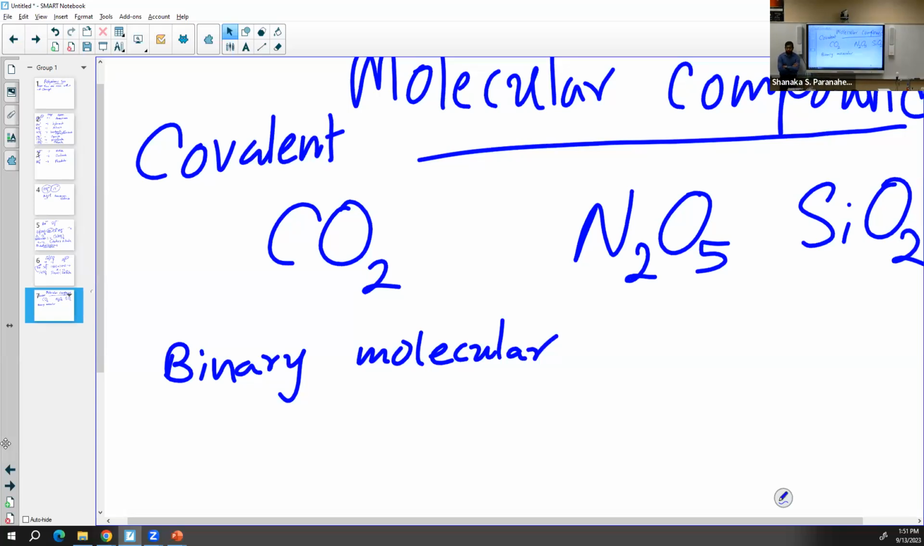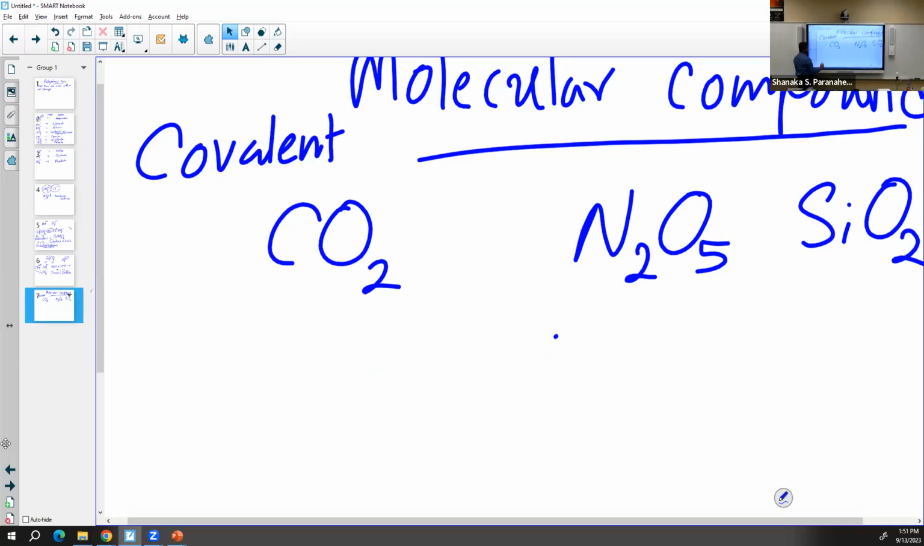Molecular compounds or covalent compounds are formed between two nonmetals or a metalloid and a nonmetal. Sometimes it can be a metalloid and a nonmetal, like this example. Silicon is a metalloid and oxygen is a nonmetal. Okay, so how many of you recognize this molecule, CO2? What is that molecule? Carbon dioxide. You know the name, but you don't know how to name it.